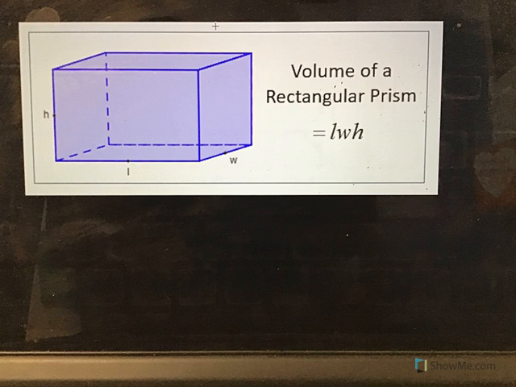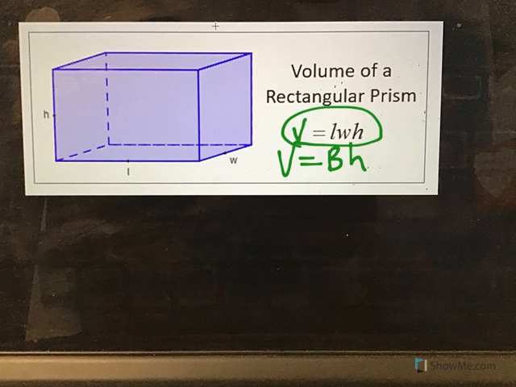So we have a formula, length times width times height. Of course, technically, we always start off with capital B times H. For a rectangular prism, it's always going to be this right here. Okay, so we're going to do a couple problems. One where we're given the dimensions, and we find the volume. One where we are given the volume, and we find a missing dimension.